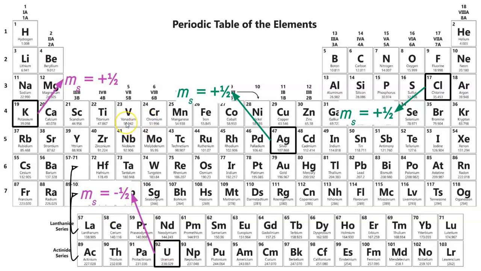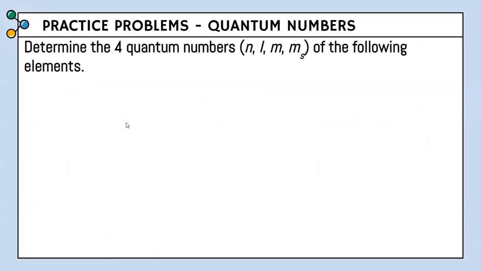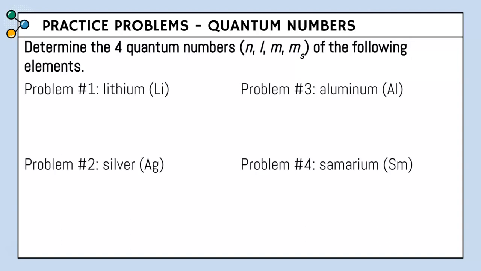So those are our 4 quantum numbers. Let's go ahead and put them all together and do some more practice problems. You're going to determine the 4 quantum numbers N, L, M, and MS of the following elements. Go ahead and do this on your own. So you're going to go ahead and pause the video, do it on your own, and when you have your answers, press play so you can check them.